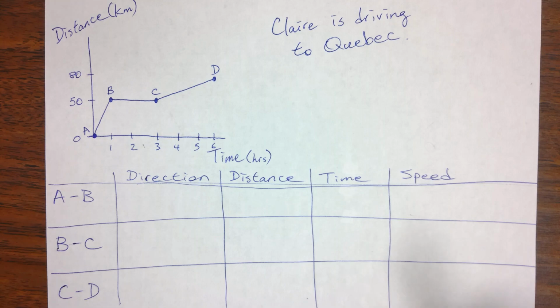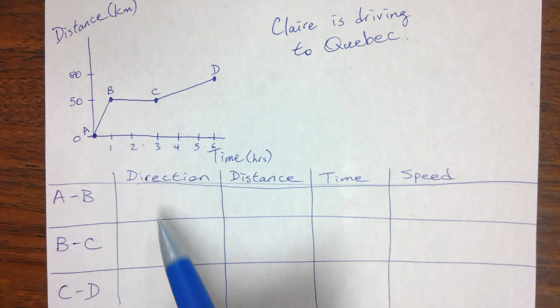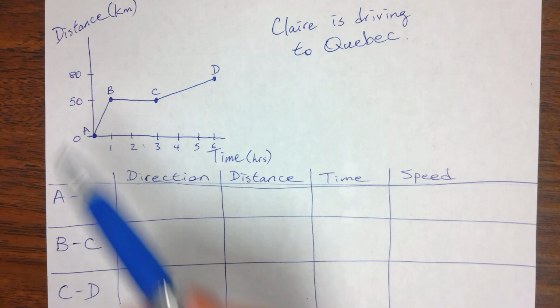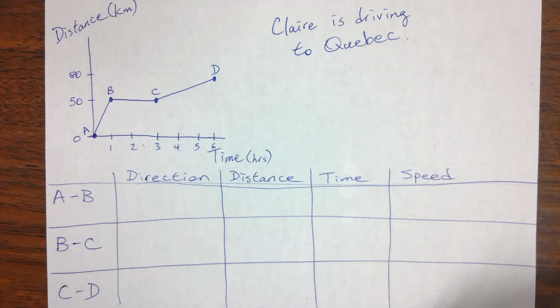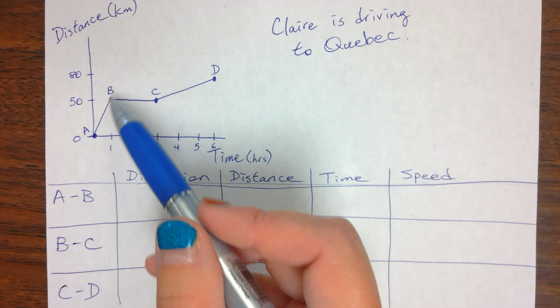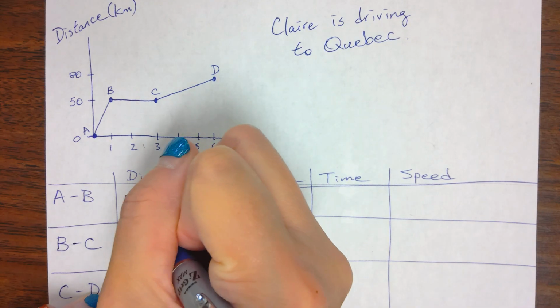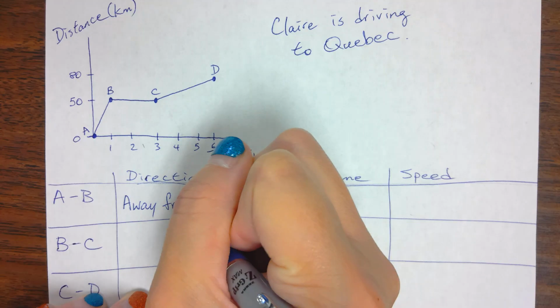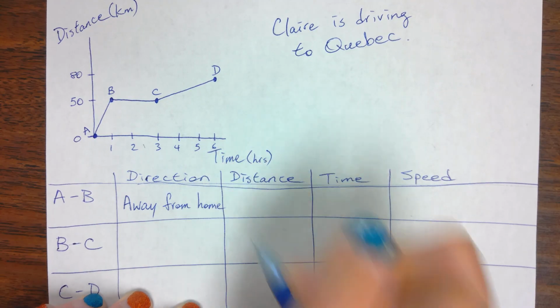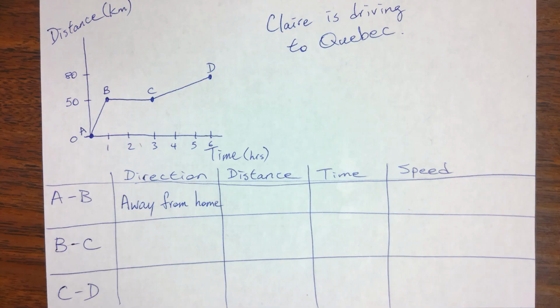Okay, so let's say, where are you starting off from? Home. Okay, so she's starting from home, going to Quebec. So from A to B right here, is she driving up the street? Is she driving up a hill? What's happening? How do we describe the direction from A to B? Which is right away from home. Okay, or you can say towards Quebec. Okay, so both you can say.